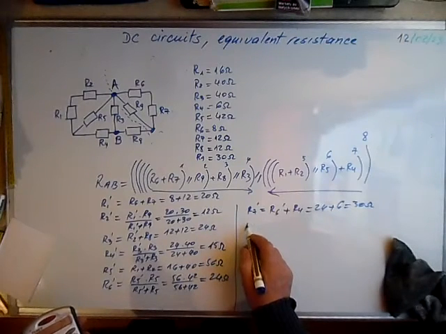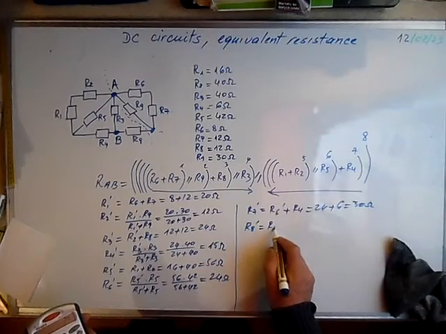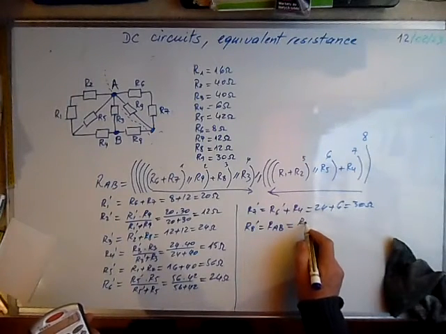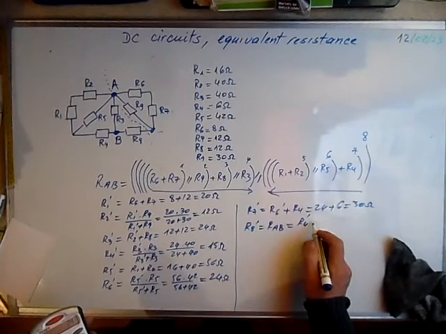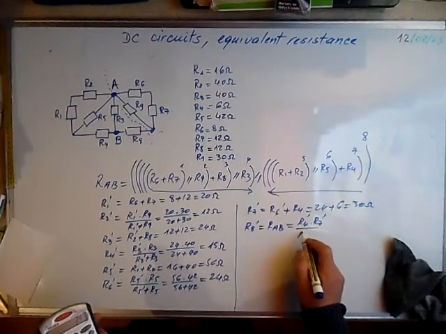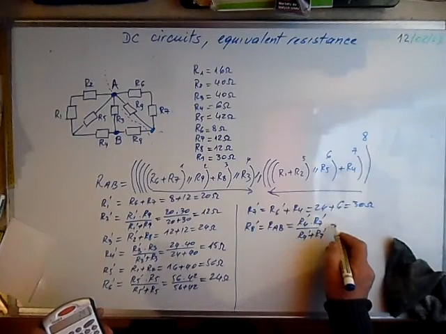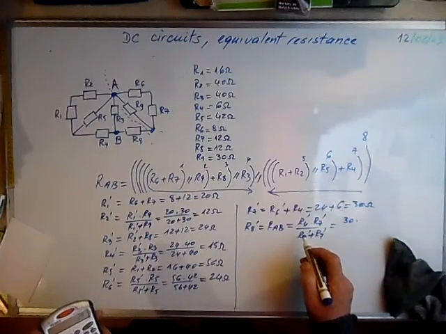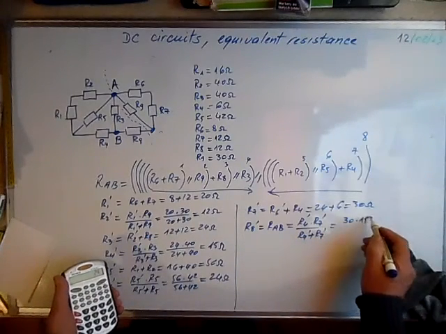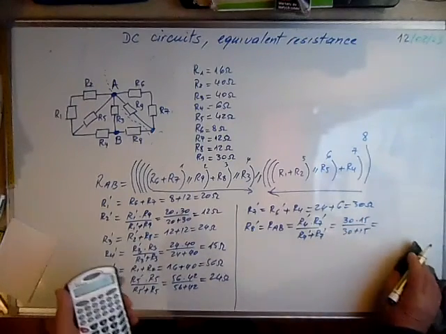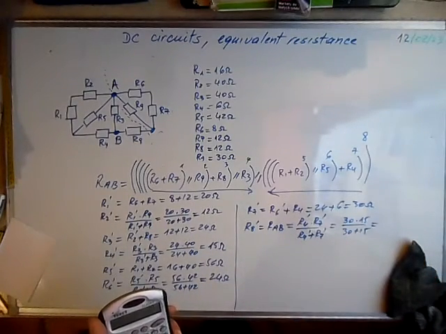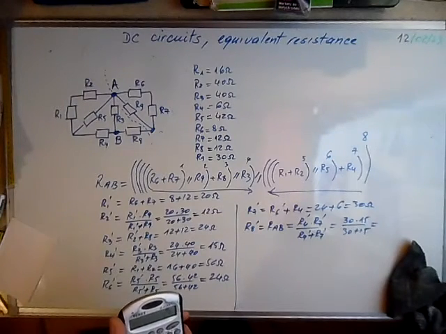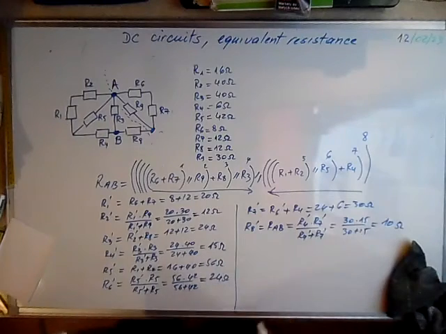Now we calculate R8 prime, which is our equivalent resistance, and this is R4 prime, which is in parallel with R7 prime. That will give us 30 times R4 prime, 15, over 30 plus 15. This is 1 over 30 plus 15 times 30 times 15, and this is equal to 10 ohms.